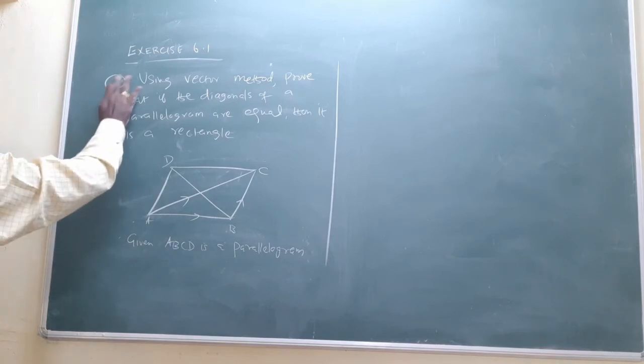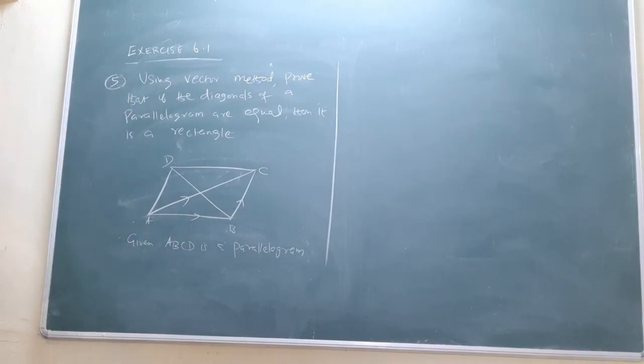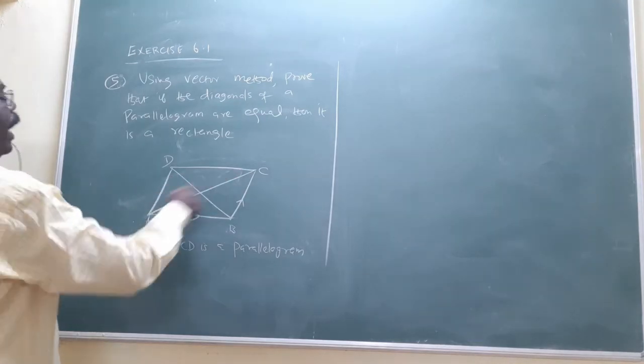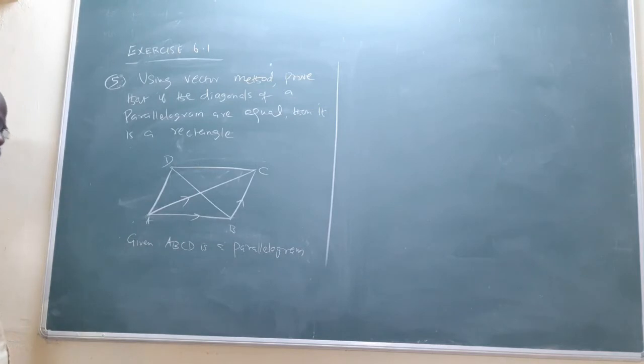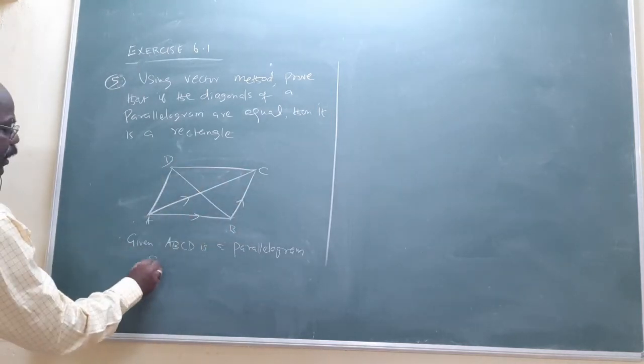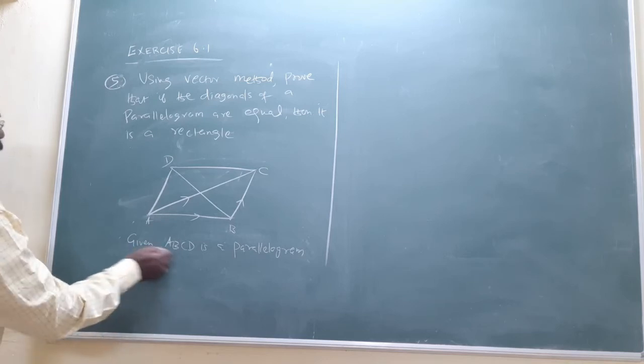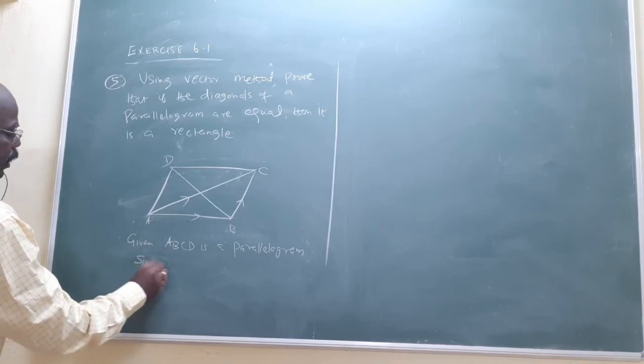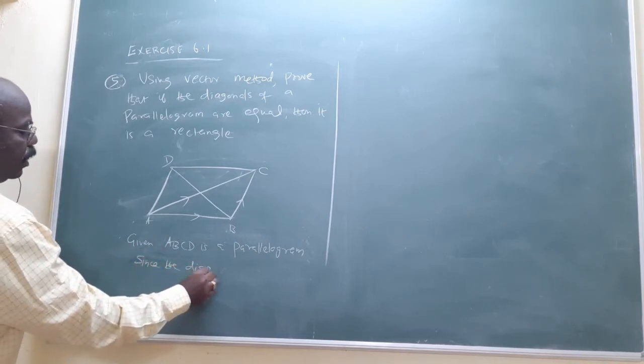Now, fifth question. Using vector method, prove that if the diagonals of a parallelogram are equal, then it is a rectangle. In a parallelogram, if diagonals are equal, it is a rectangle. You already know the concept, but you want to prove it. Now, ABCD is a parallelogram, given. What is given? Diagonals are equal. Since the diagonals are equal.